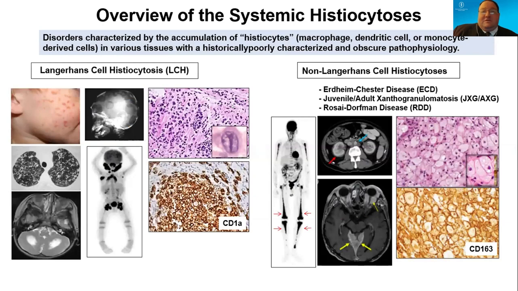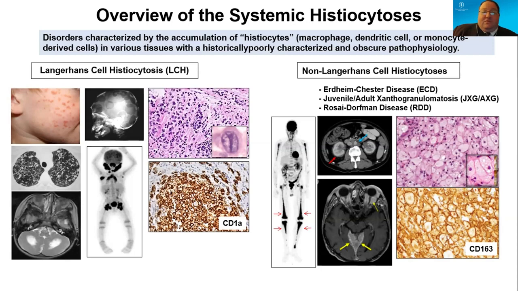You've already heard a nice discussion about histiocytoses and their classifications from Naval just recently, but to reiterate, these are disorders characterized by accumulation of histiocytes, which are macrophages, dendritic cells, or monocyte-derived cells, including CD11b-positive dendritic cells, in various tissues. Histiocytes were historically very poorly characterized and had a very obscure pathophysiology. A lot of us started working on this about 10 years ago.